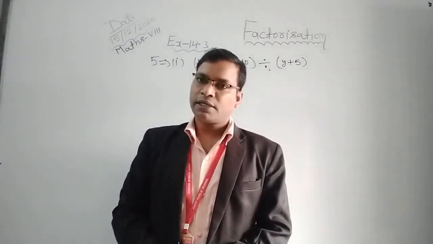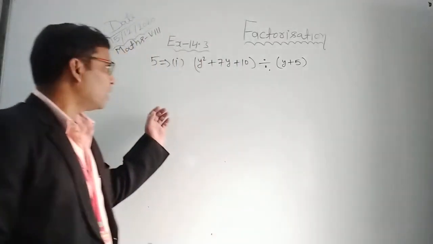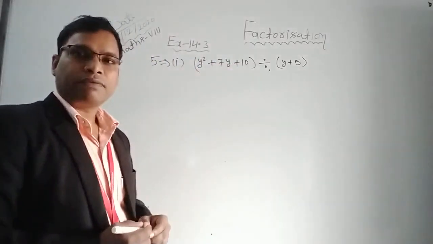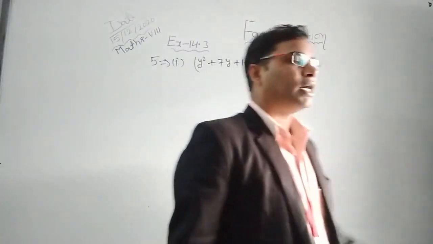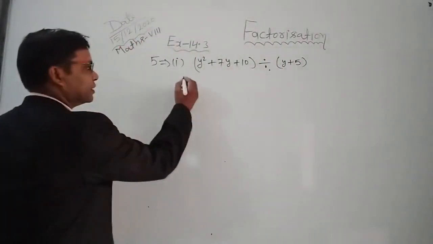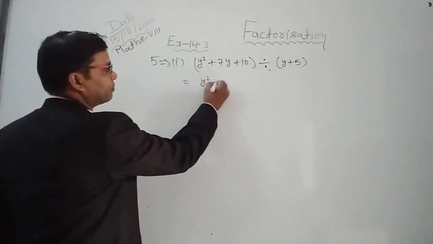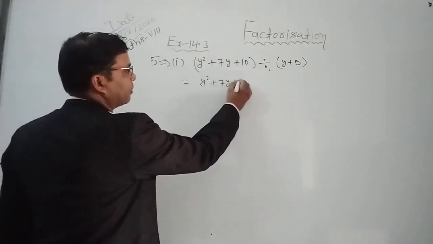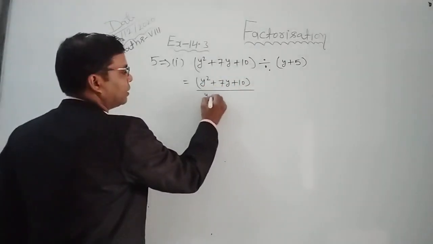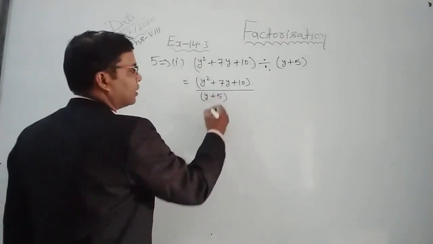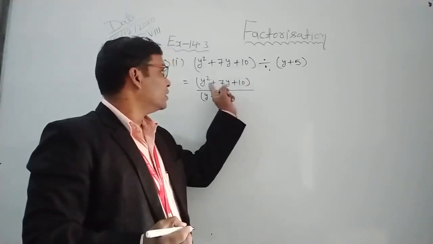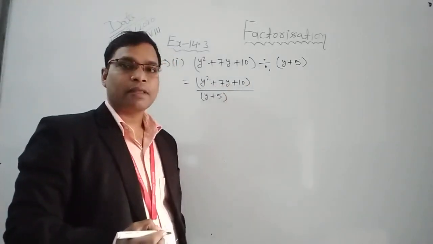Okay. So the first part of question number 5, as you can see on this board, is y square plus 7y plus 10. First of all, how can we write it? First step, we write y square plus 7y plus 10 divided by y plus 5.